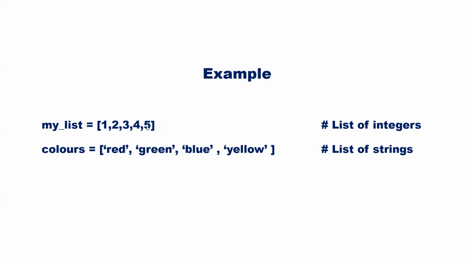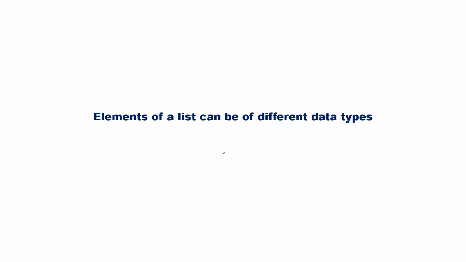Here 1, 2, 3, 4, 5 are values of my list. Red, green, blue and yellow are values of list colors. The values in a list are called items or elements. Elements of a list can be of different data types.